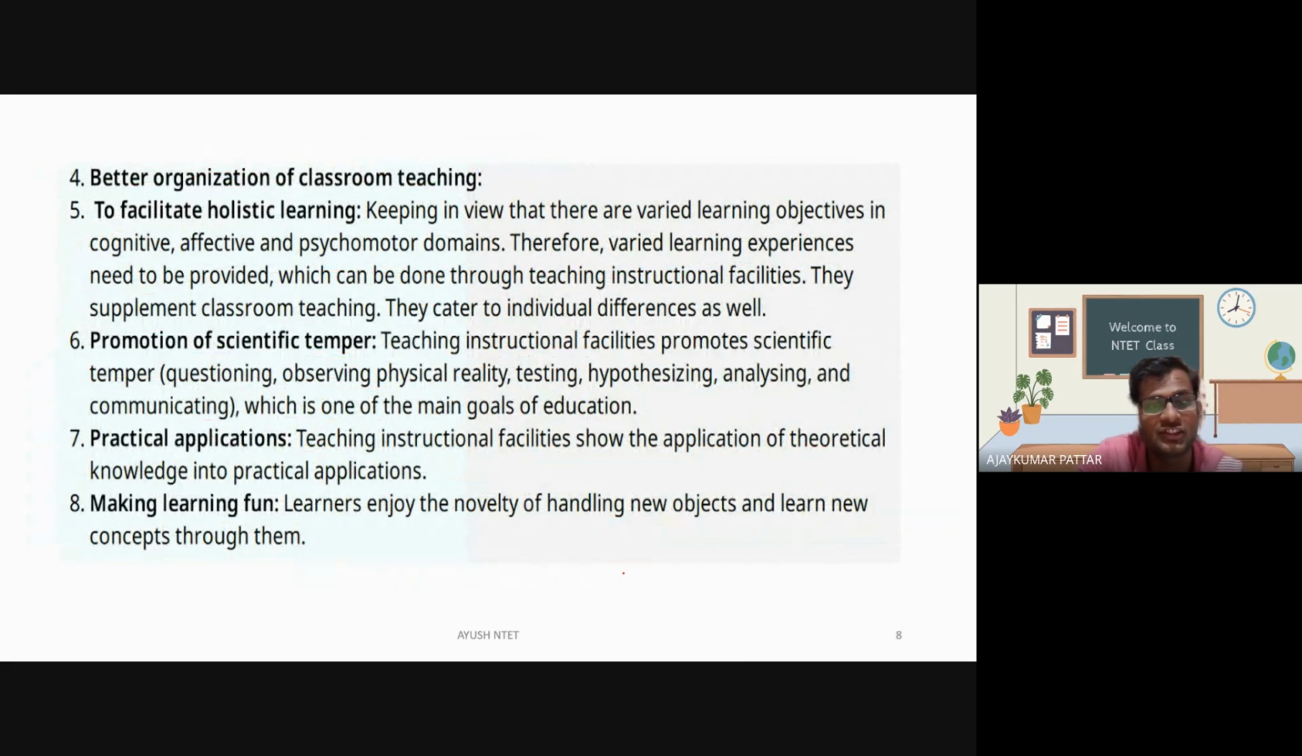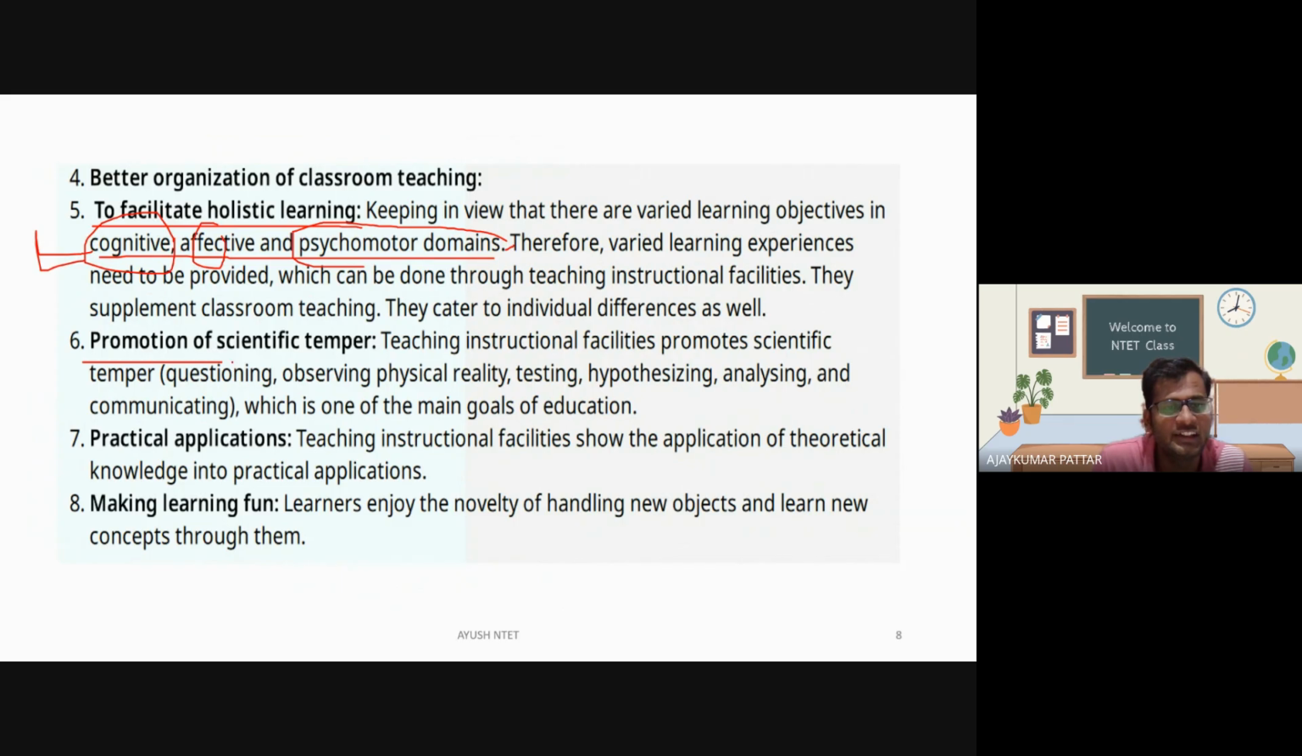Then better organization of classroom teaching to facilitate holistic learning. If facilities are there, it will help holistic learning. It helps at the cognitive level, affective level, and psychomotor domain. If you have a skill lab for practice, then you can learn at the cognitive level, affective level, and psychomotor domain. You can practice on those models. So it facilitates holistic learning. That is the concept.